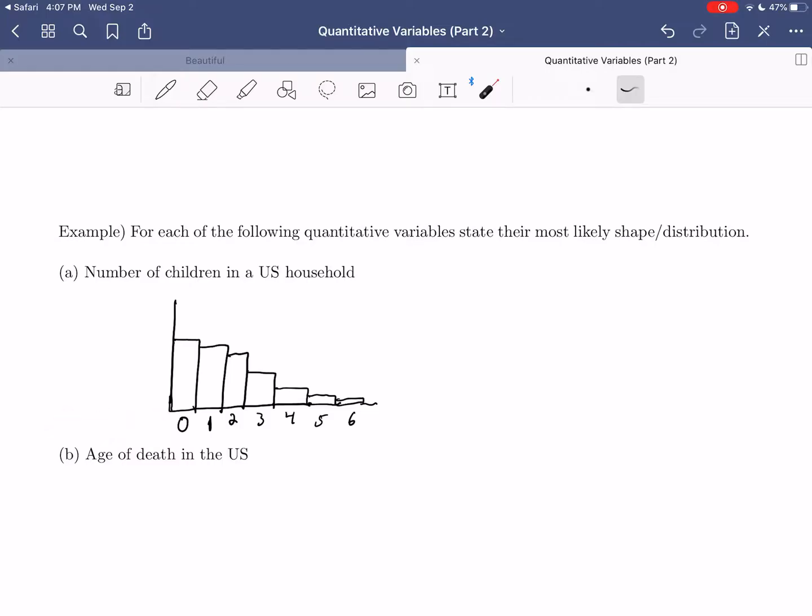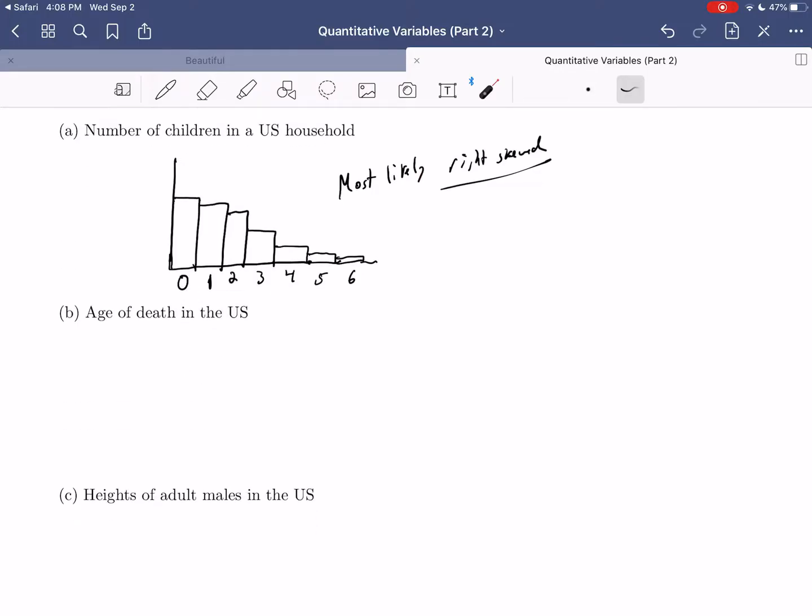Not at all. So notice that there's very tall bars here and shorter ones here. That means that the number of children in a U.S. household is most likely right skewed. Low values, like 0, 1, 2, are very common. High values, like 5, 6, 7, 10, very uncommon, though they could happen. So that's exactly what we mean by a right skewed shape.